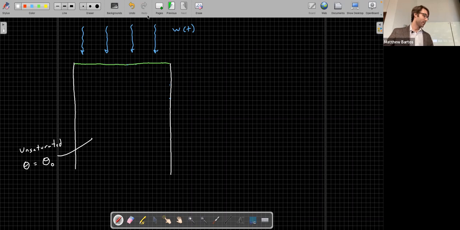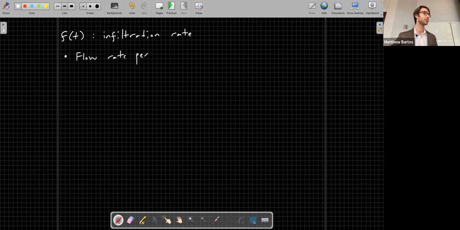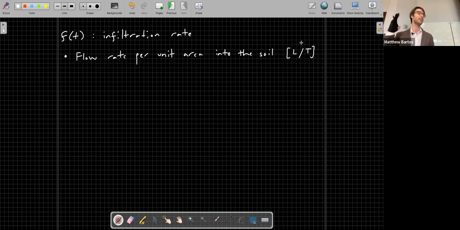So let's define a couple of quantities. The first I'm going to call f(t), little f of t, and this is the infiltration rate. This is the flow rate per unit area into the soil, and this is in units of length per unit time, for instance meters per second. If you want the total flow rate into a hill slope, for example, you would take this infiltration rate and multiply it by the area of the hill slope, and then you'll get the total flow rate in meters cubed per second, for instance. So this is the flow rate per unit area.